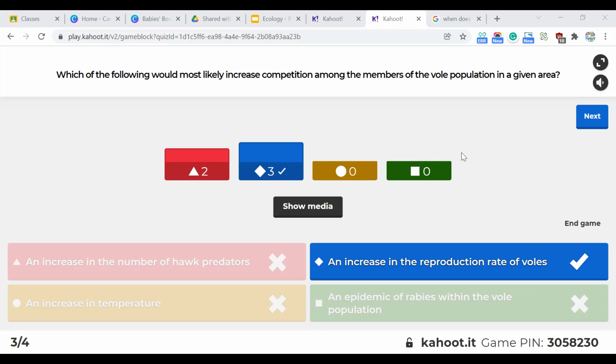An increase in temperature is just the most arbitrary thing ever. And an epidemic of rabies within the vole population would mean you have fewer voles again, because a lot of them are dying. If it's easier to think about it as an analogy, think about college applications. There are only so many seats at the T20 universities, but if you have an increase in reproduction rate, or let's say an increase in the number of students applying there, it's going to be harder to get in. So that's more competition because of a lower acceptance rate. All right, let's go to the next question.